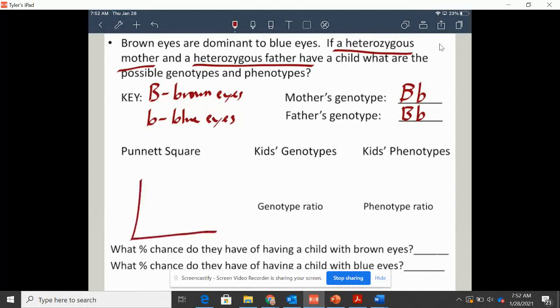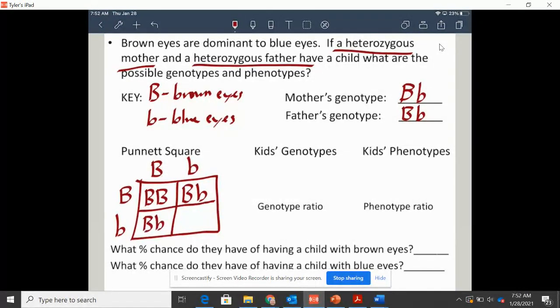So mom and dad are both heterozygous. We'll put mom's genotype across the top here. Dad's genotype down the side. First box is going to be big B, big B. Second one is big B, little b. Third one is big B, little b. And fourth one is little b, little b.